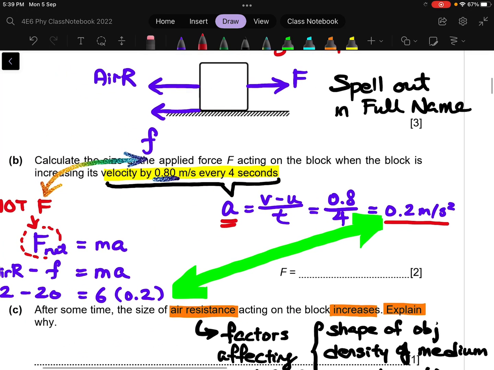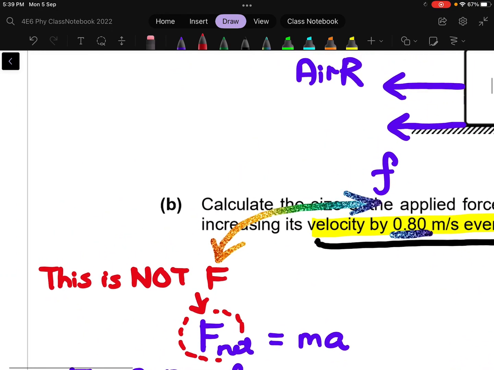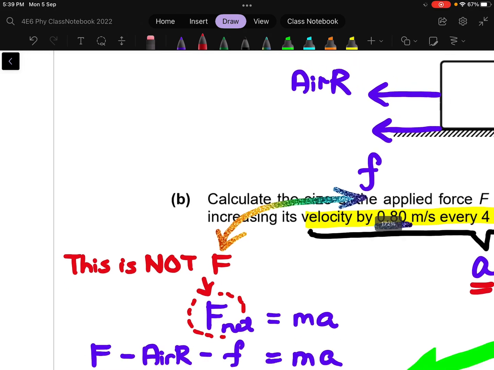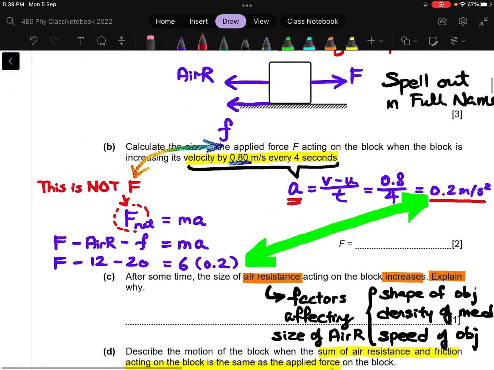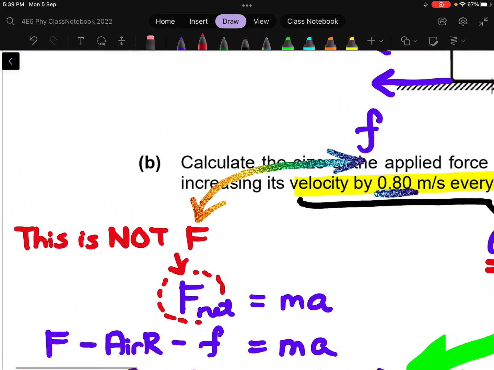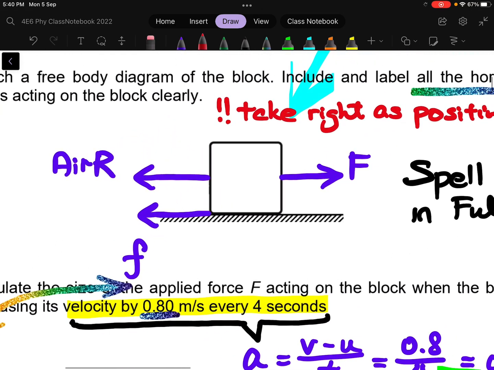Now the next misconception is that students think that when you apply Newton's second law, F net equals ma, F net refers to F, which is required by the answer over here. This is not true. F net is not F. F net is a summation of all the forces acting on this object. Now, when I say all the forces, you need to check the context of the question.